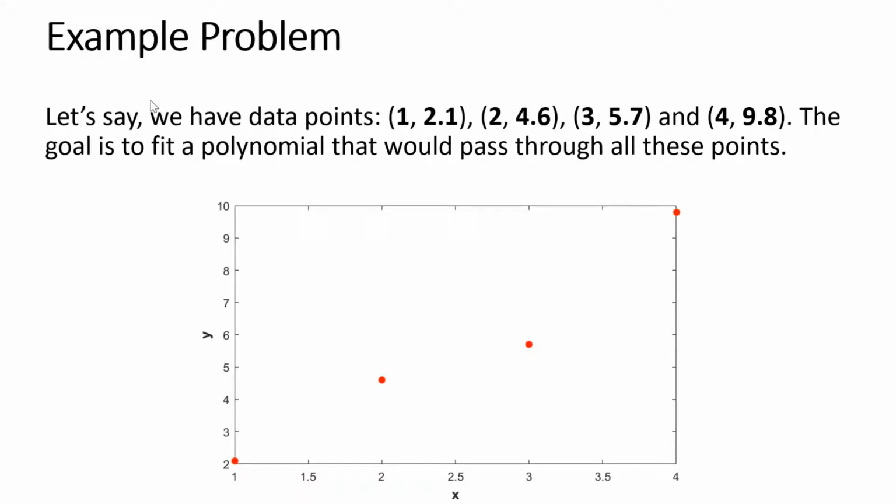Let's begin with an example problem to discuss. We have four data points and we want to determine a polynomial equation that would pass through all these four data points. Let's say the first data point is x1, y1, the second one is x2, y2, and so on.